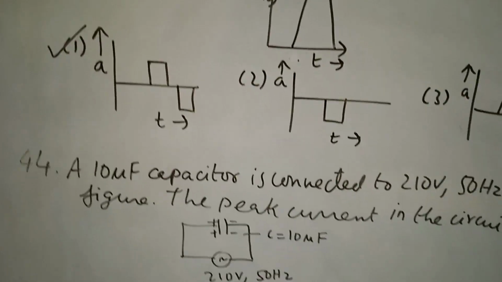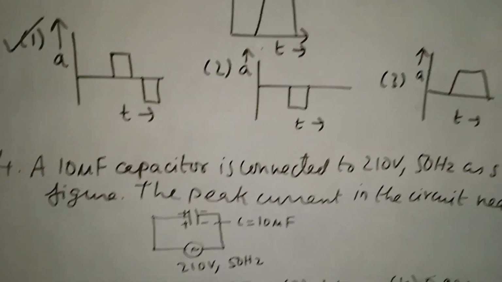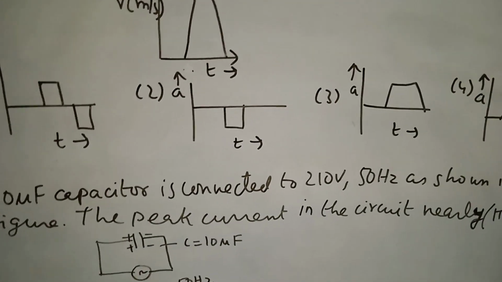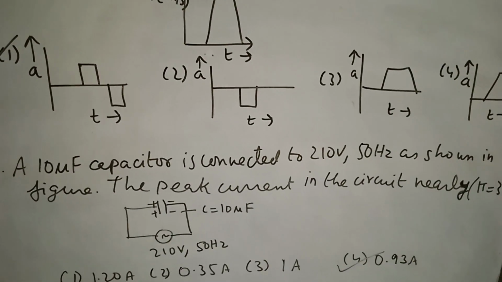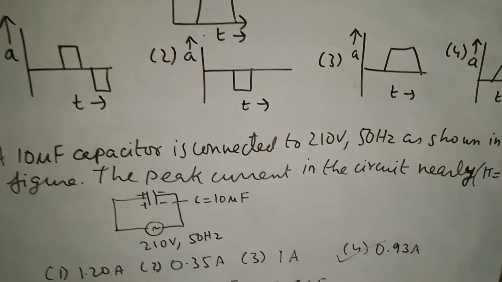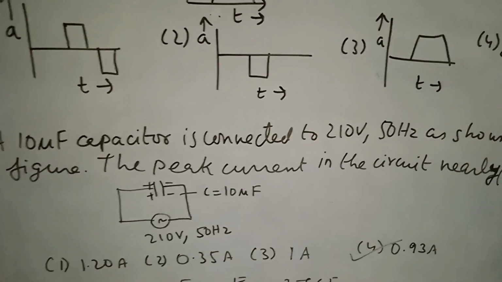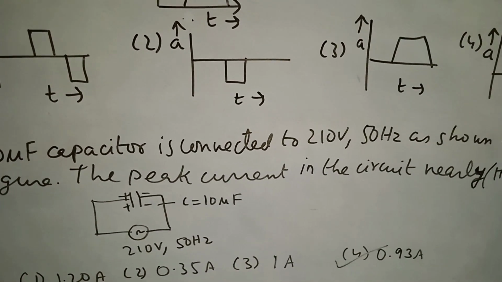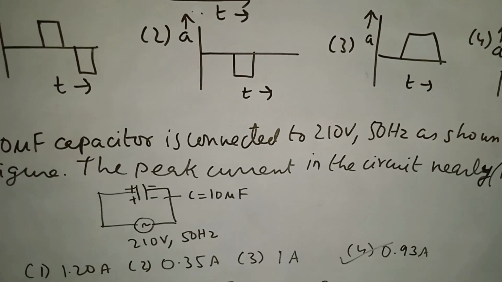Next question number 44. A 10 microfarad capacitor is connected to 210 volt 50 hertz as shown in the figure. The peak current in the circuit, nearly, pi equal to 3.14, is... this is a circuit. So option D: 1.2, 1.35, 3, 1 and number 4 0.93 amps.